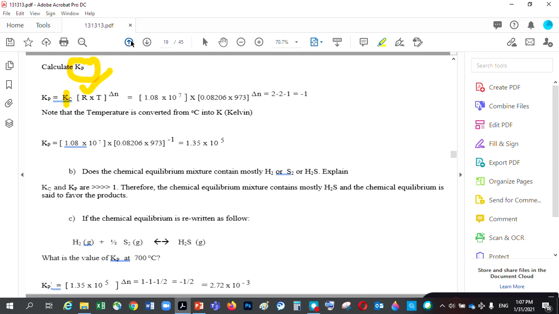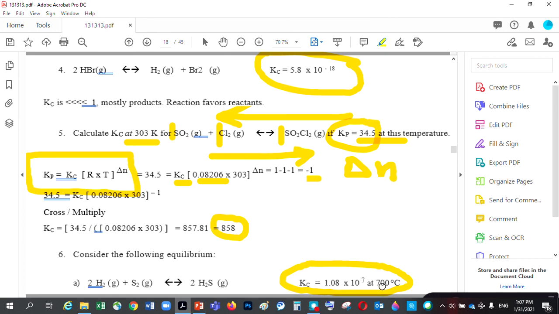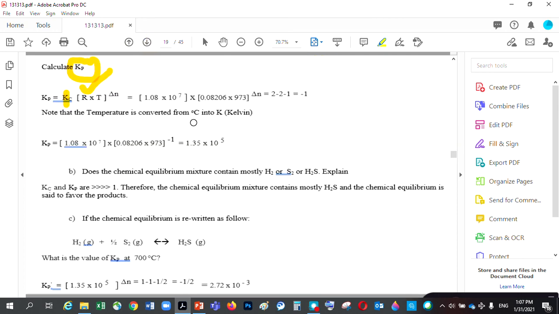If you look, it is 700 degrees Celsius. We have to convert it into Kelvin, which will turn out to be 973 Kelvin. You do your math here, you multiply the gas constant by the temperature in Kelvin, raised to delta n, which is minus 1, multiplied by the Kc value, and you get the Kp. The Kp is 1.35 times 10 to the power 5.